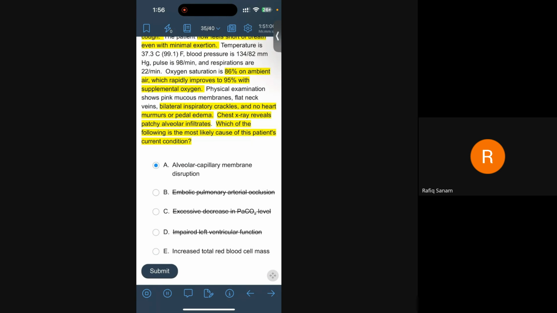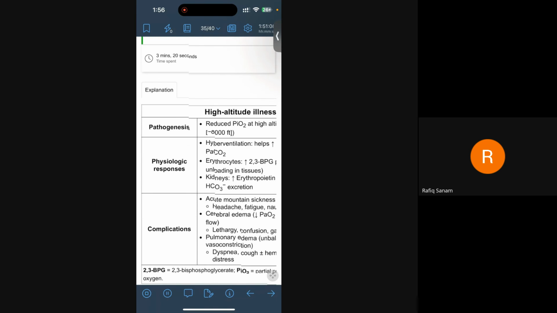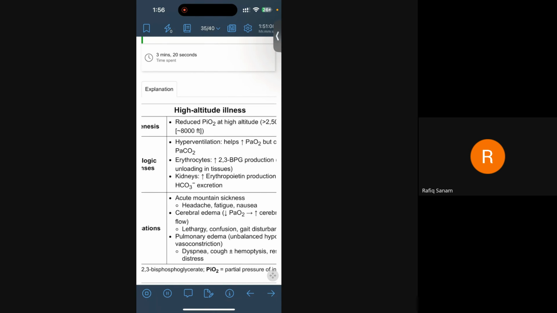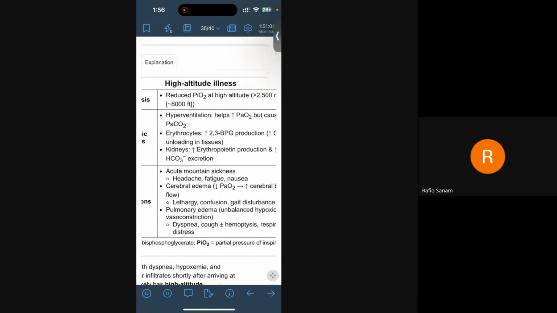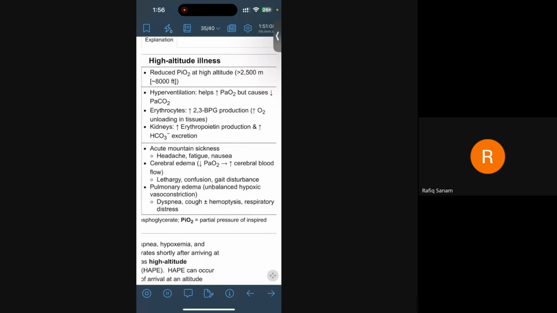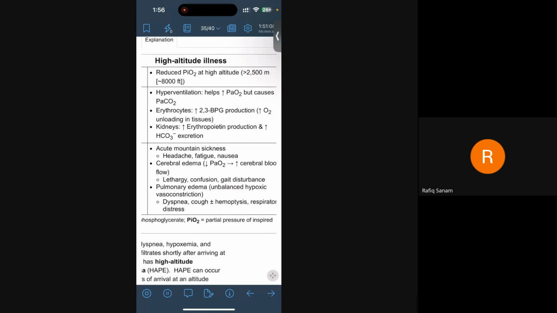Okay. Increased total red blood cell mass. There is polycythemia there, but that is not the cause here. That can be an effect, but that is not the cause here. So the disease is high altitude illness. In this, there is pulmonary edema due to the unbalanced hypoxic vasoconstriction.